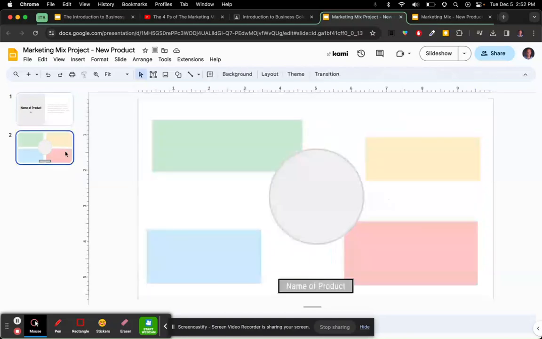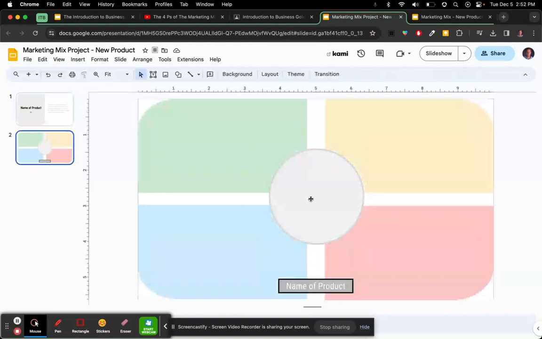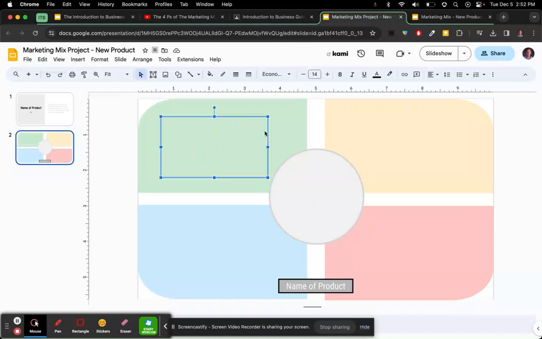All right. And then on the second slide, this is where you're going to digitally create your marketing mix. So taking what we wrote down on our paper and putting in a digital copy. So in each of these text boxes, I've got the product, price, I've got the place, and I've got the promotion. Let me show you a sample.